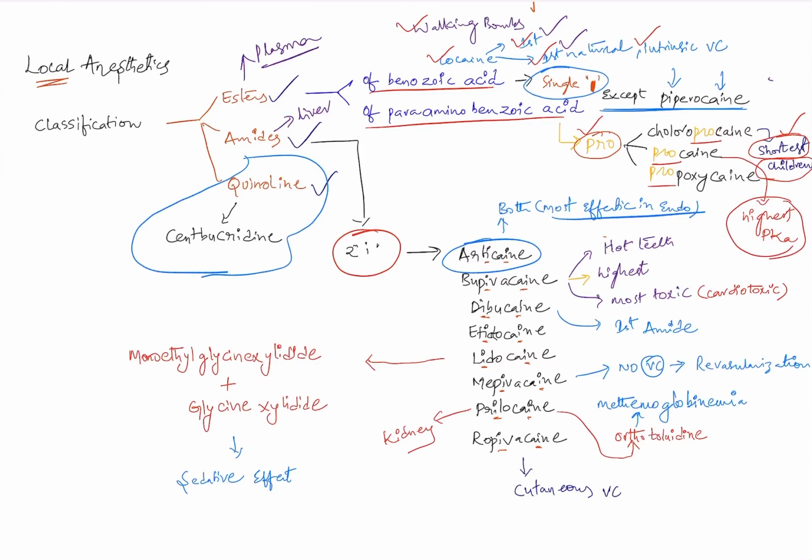Coming to bupivacaine, the next important aspect. Bupivacaine is the LA of choice in the case of a hot tooth. I hope you remember in endo we have the hot tooth. A hot tooth is a tooth which does not respond to local anesthesia. In such conditions, the better option can be bupivacaine. If you don't have bupivacaine in the options, then you can think of articaine. So bupivacaine followed by articaine are the LAs of choice in the case of a hot tooth.